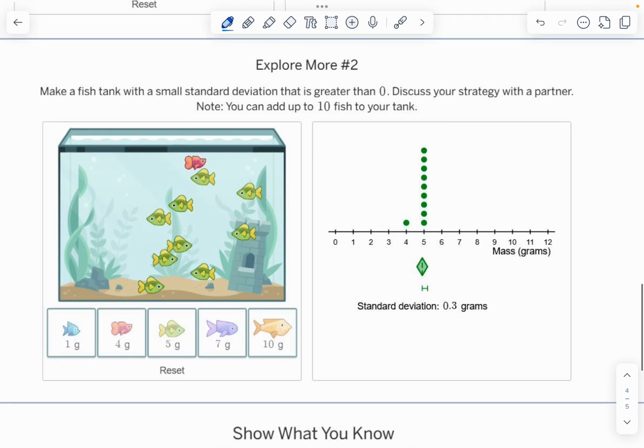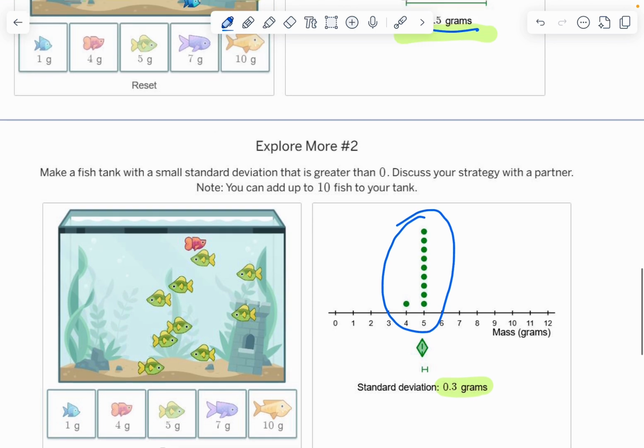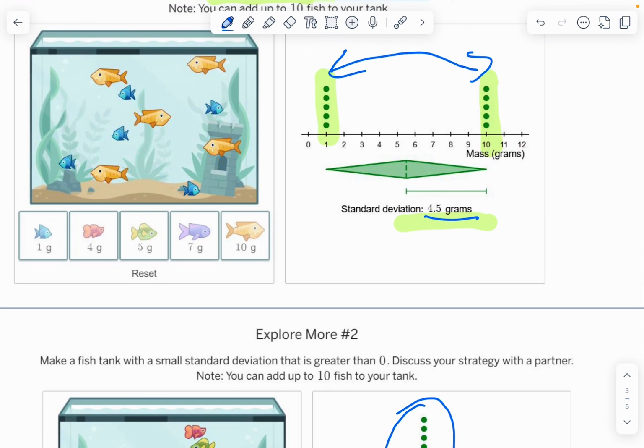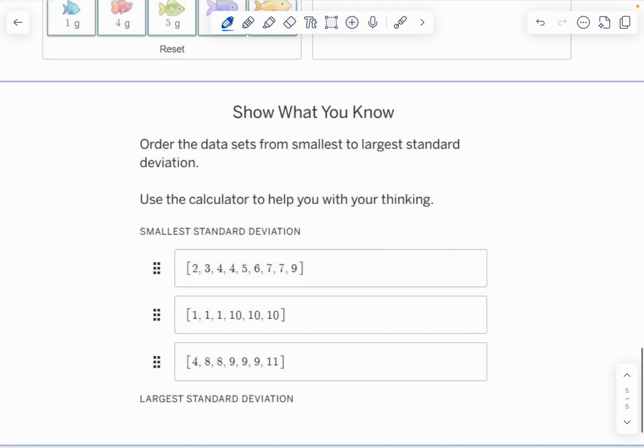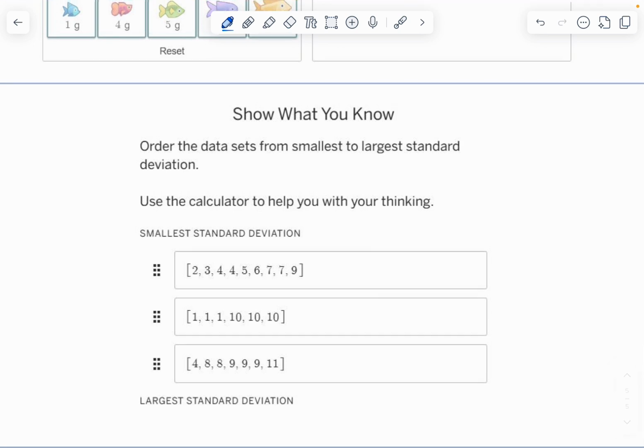Versus, if we have this one here, we've got a really small standard deviation of just 0.3, and we look at the size of these, they're really close to the same size. So a smaller number means that they are closer together. A lot of them are around the same price. There's not as much variation. Versus a larger one, the data is going to be very well spread out. They're not going to be as similar to each other. So we can utilize that idea as we order these from the smallest standard deviation to the largest standard deviation.